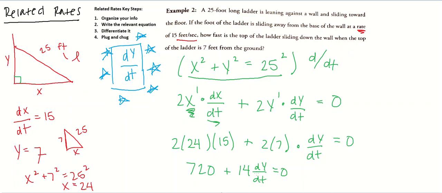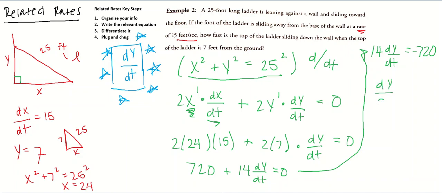And so now if we want to get dy/dt by itself, we're going to subtract 720 from both sides. So we're going to have 14 dy/dt equals negative 720. And then the last thing to do is just divide both sides by 14. So dy/dt is going to equal negative 51.4, and I'll just round to 1 decimal place.